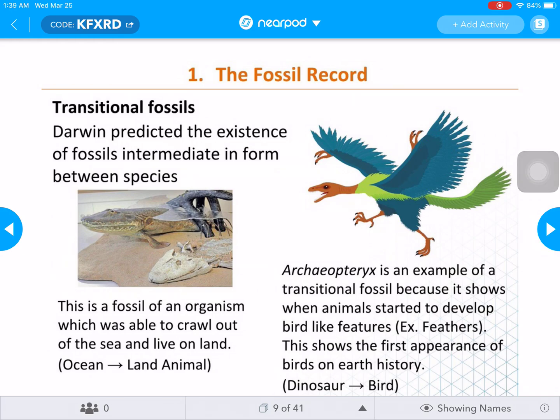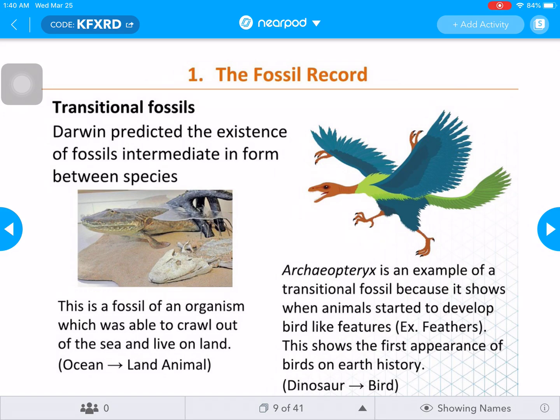All right, so another very important thing when looking in fossil records is finding transitional fossils. Now, you guys know that the word transition means to change from one thing to another, right? So a transitional fossil is basically just showing how organisms developed certain traits that we see a lot of today but were not common a long time ago.